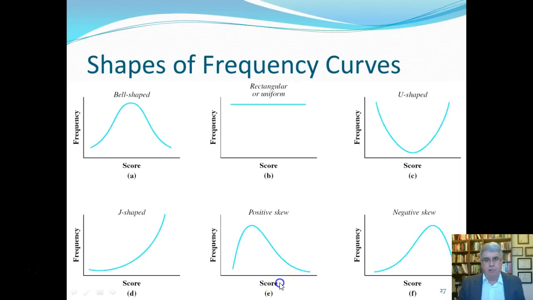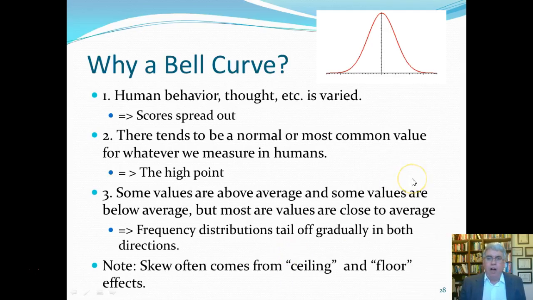Now let's talk more about the importance of the bell curve. Why is a bell curve so common in psychology and organizational psychology and anything having to do with humans? Well, first of all, human behavior, thoughts, etc. is varied. The scores are going to be spread out. No two humans are the same in every way. But nevertheless, there tends to be a normal or most common value for whatever we measure as humans. If we're measuring people's height, maybe if we're measuring females, the most common height would be 5'3" or 5'4". That would be the high point on the curve.